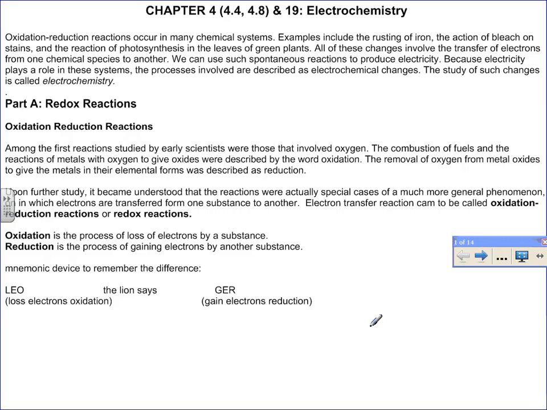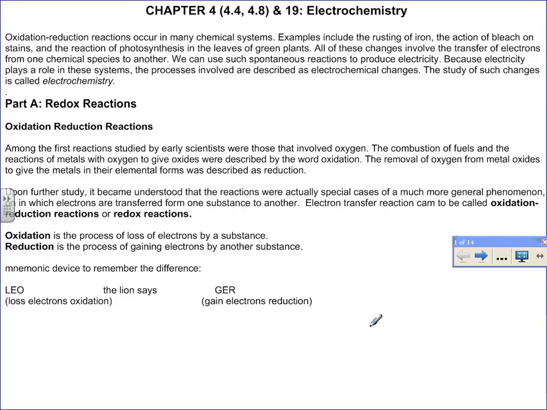The first examples of reactions that were studied of this type among scientists involved oxygen. The combustion of fuels and the reaction of metals with oxygen to give oxides were described as oxidation. So something like iron reacting with oxygen to form rust was called oxidation because it was the addition of oxygen that was causing the reaction.